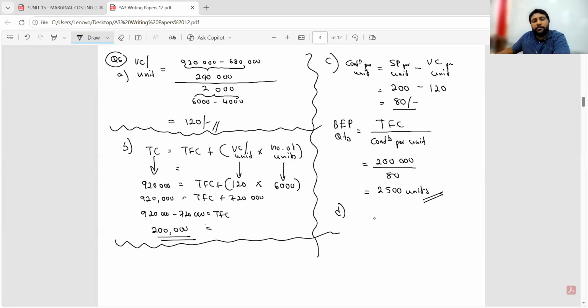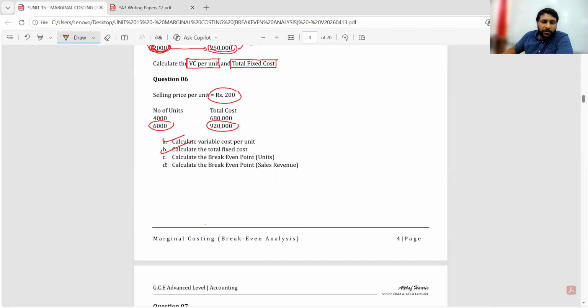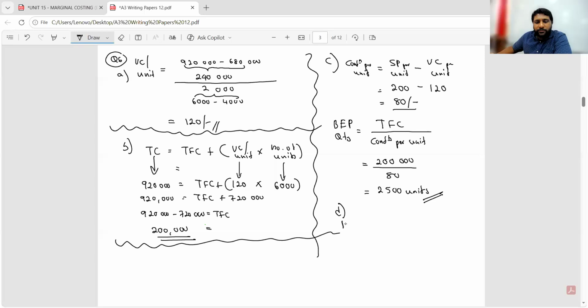Part D. What are they asking? Break-even value. Break-even point value. You can do the break-even point quantity, 2,500, multiplied by the selling price per unit. So don't memorize these formulas, understand and do. 2,500 units, each unit I should sell for 200 rupees. Understand that.